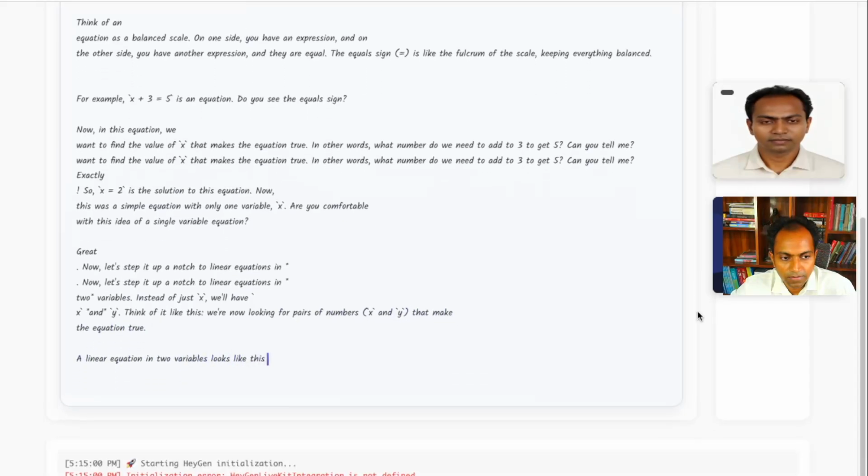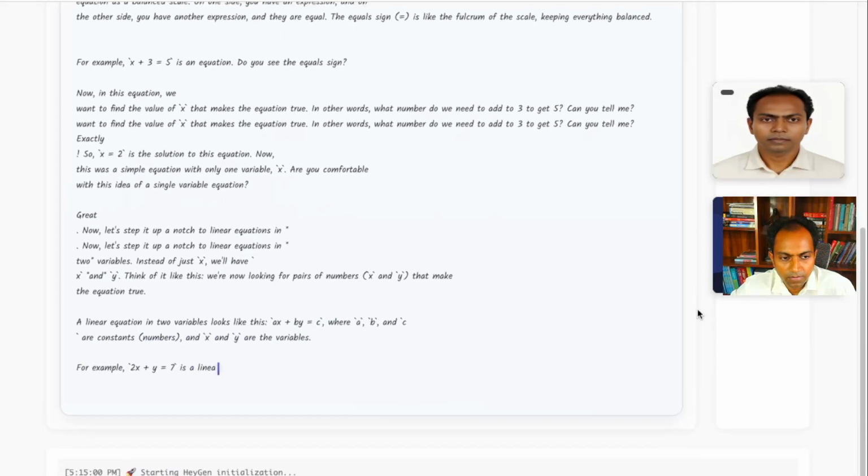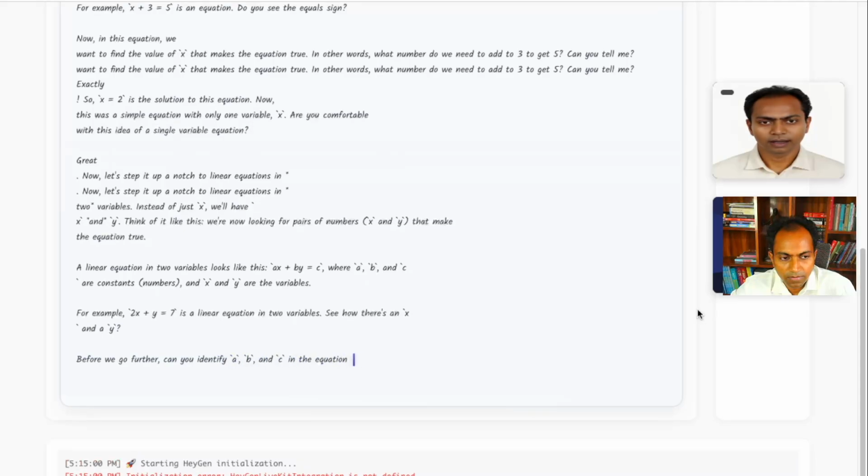Think of it like this. We're now looking for pairs of numbers, x and y, that make the equation true. A linear equation in two variables looks like this: ax plus by equals c, where a, b, and c are constants, numbers, and x and y are the variables. For example, 2x plus y equals 7 is a linear equation in two variables. See how there's an x and a y?